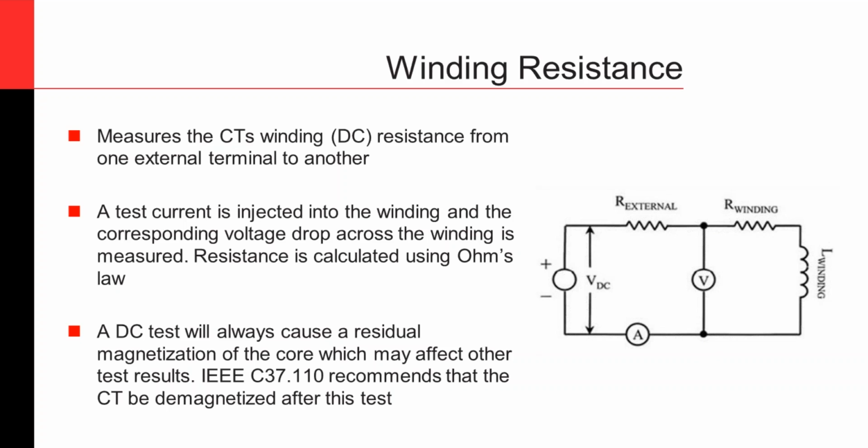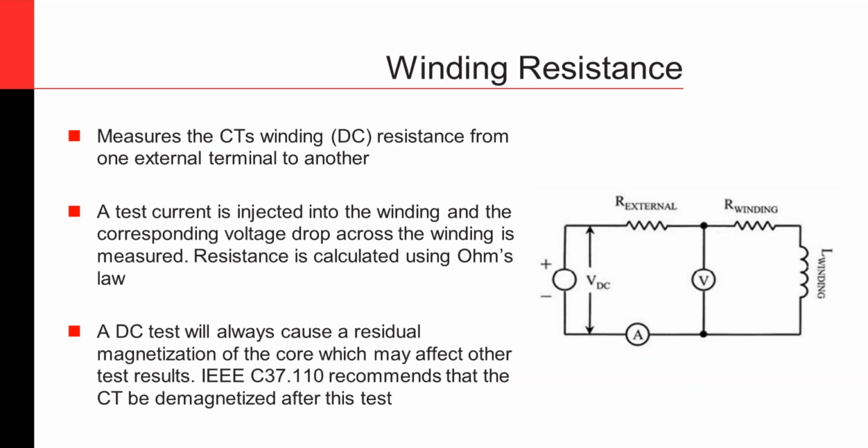So again, you're going to use Ohm's law to measure the resistance offered by the winding itself for the flow of the secondary current. Typically, it is a DC test. So you will apply a DC current and measure the DC voltage drop across your winding, across all the secondary windings.